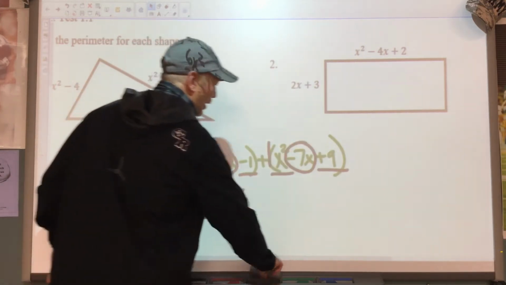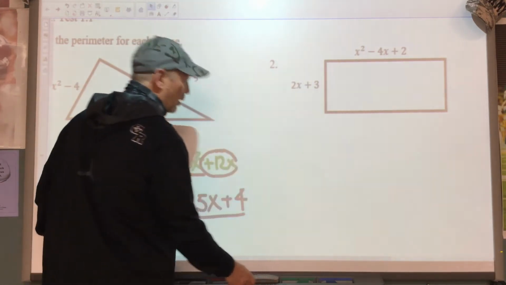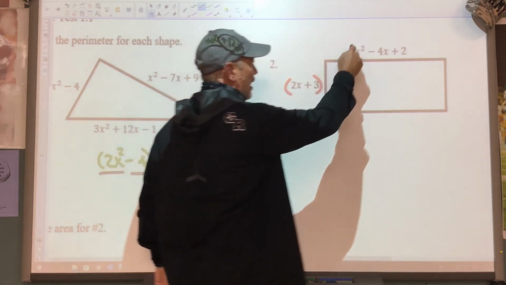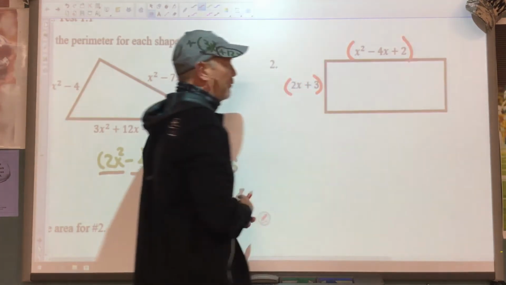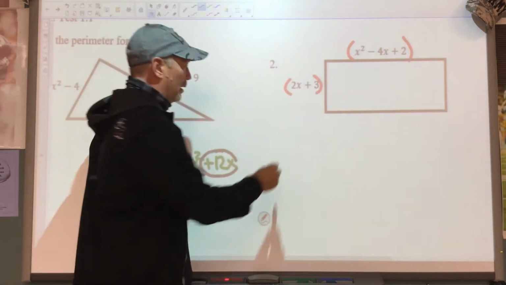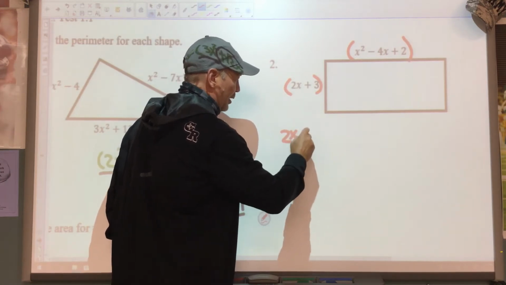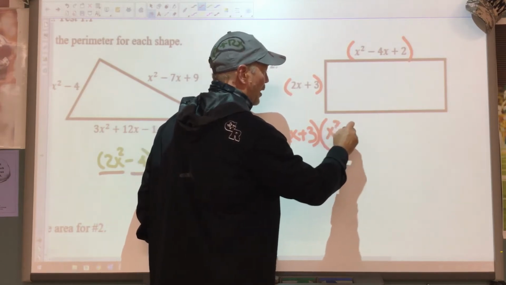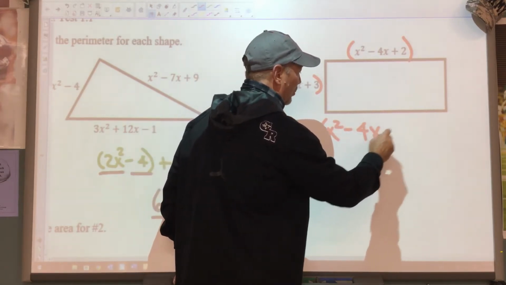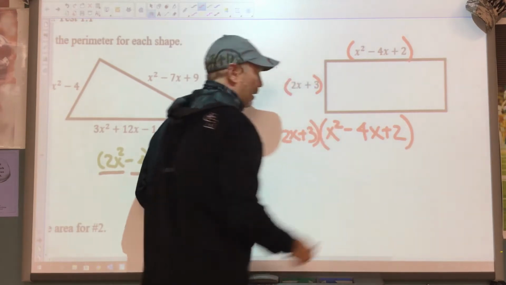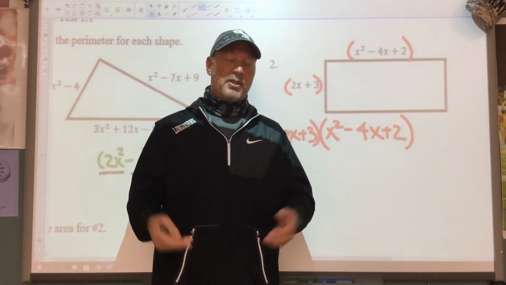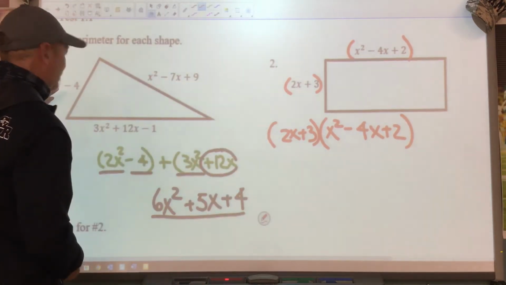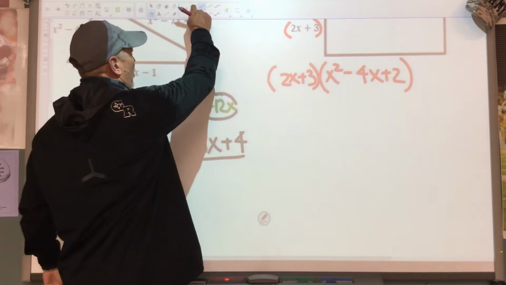All right, so let's go ahead and give ourselves some room. We're going to multiply 2x plus 3 times x squared minus 4x plus 2. 2x plus 3 times x squared minus 4x plus 2. Now you can set this up using the box method. I'm going to go ahead and do distributive property. Okay? So let me bump this just a little bit so we can see this. We're going to do distributive property.